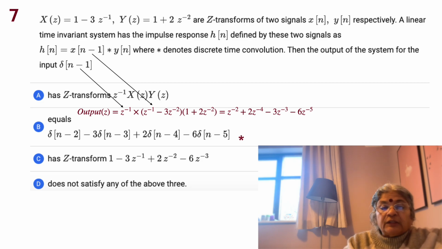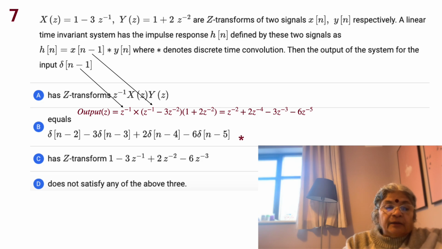Okay, these are the z transforms of two signals, x[n] and y[n]. We try to think in terms of what is x[n]. y[n] can also be similarly diagnosed if required. A linear time invariant system has the impulse response h[n] defined by these two signals as h[n] is equal to x[n minus 1] convolution y[n]. We know what is x[n], and from the z inverse of X(z) you can also get the z transform of x[n minus 1]. Why do we need the z transform of x[n minus 1]? Because convolution tells us that you can take the z transforms of both y[n] and x[n minus 1], multiply them, and, if required, take the z inverse and obtain h[n].